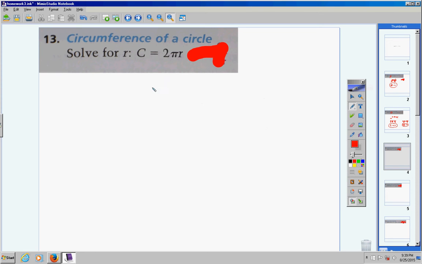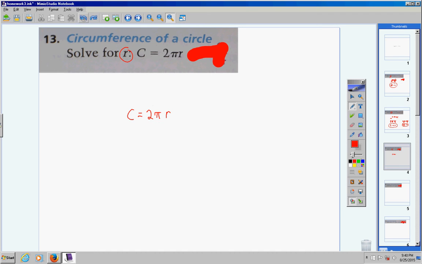Okay, step 1, simplify both sides, nothing I can do. Step 2, eliminate fractions and decimals, nothing I can do. Step 3, I'm solving for R. This is one whole term, this is one whole term. Underline the terms that have an R. This one does. So you want to get this term on one side by itself, everything else on the other side.